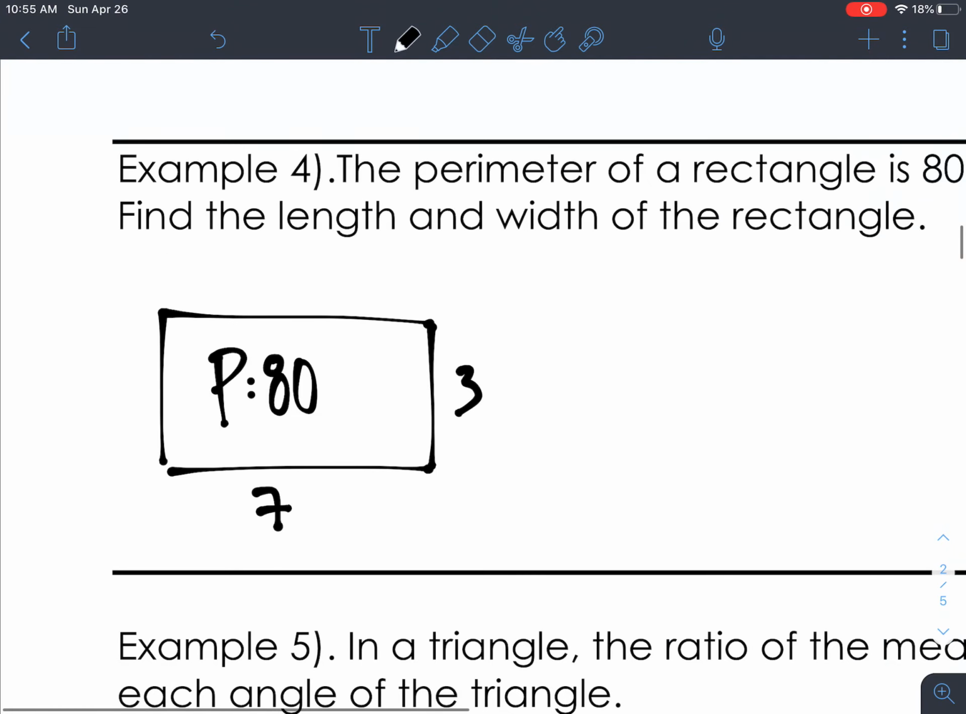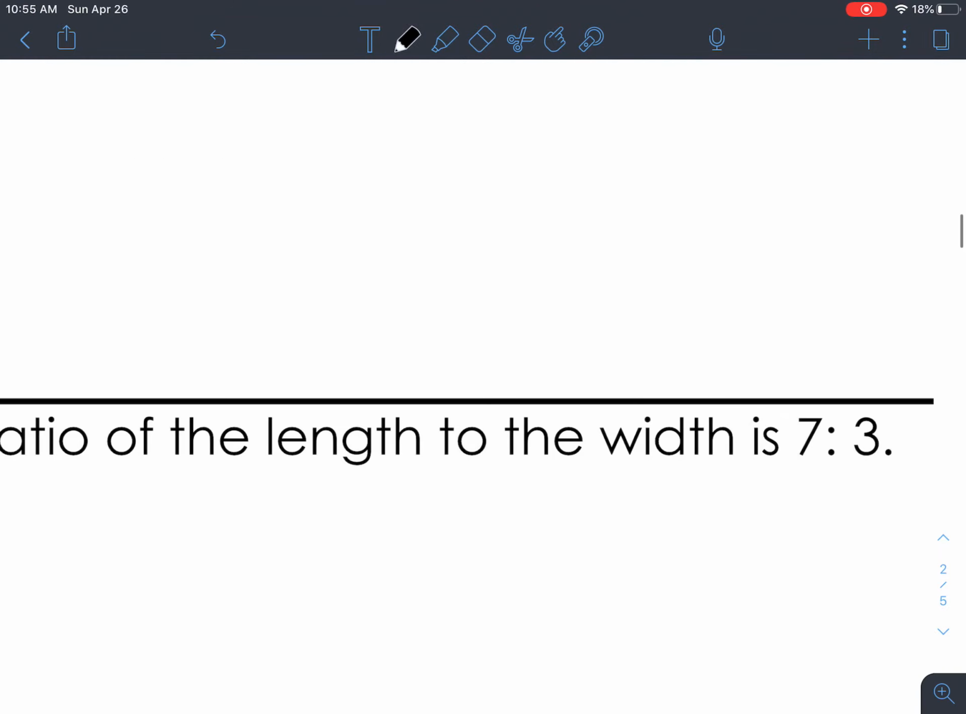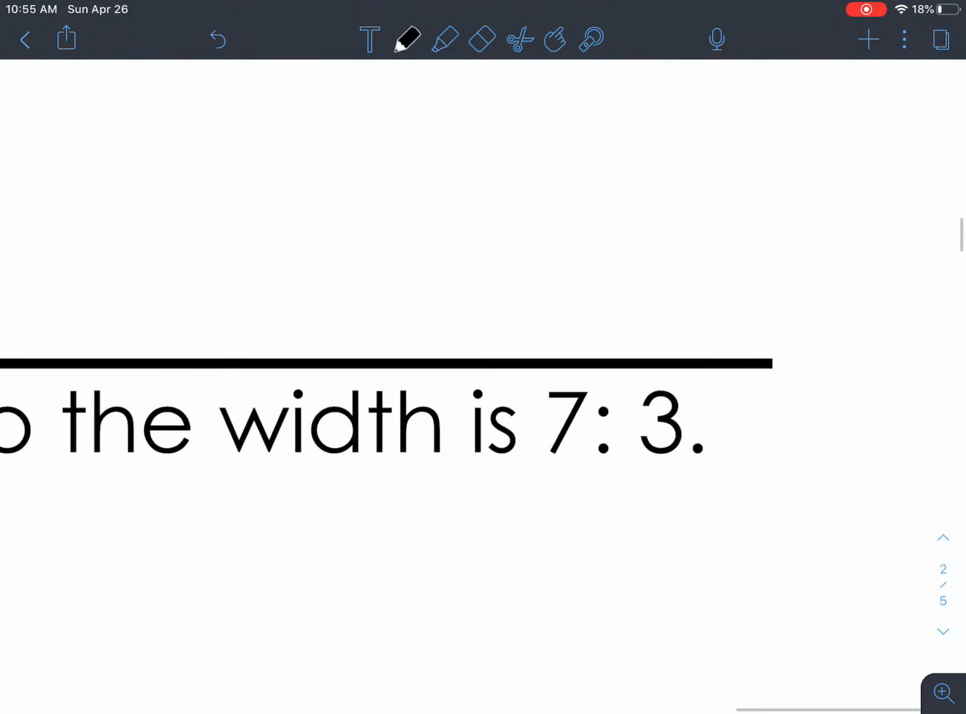But what I want to talk about is why can't the 7 and 3 be the actual lengths of that rectangle? Well, if we added 7 plus 3 plus 7 plus 3, we would get 20, and we know that's not the perimeter, right? So remember when we're reducing ratios, reducing means that we can divide something out of each of them so that they get to the lowest form.